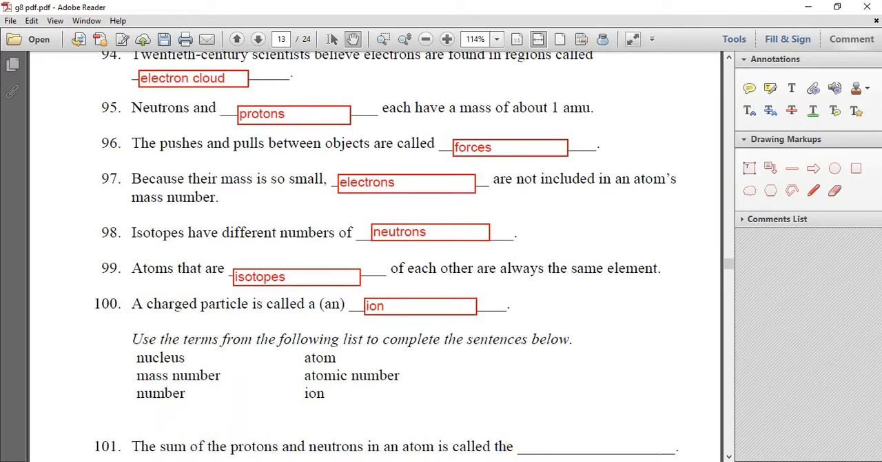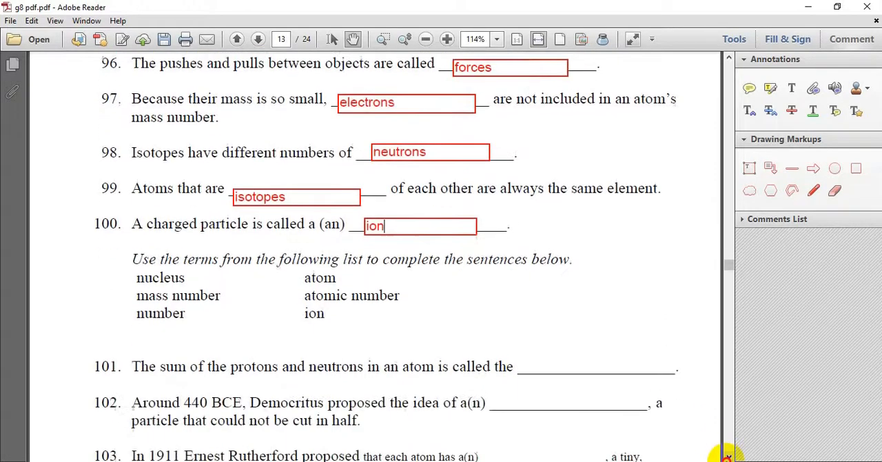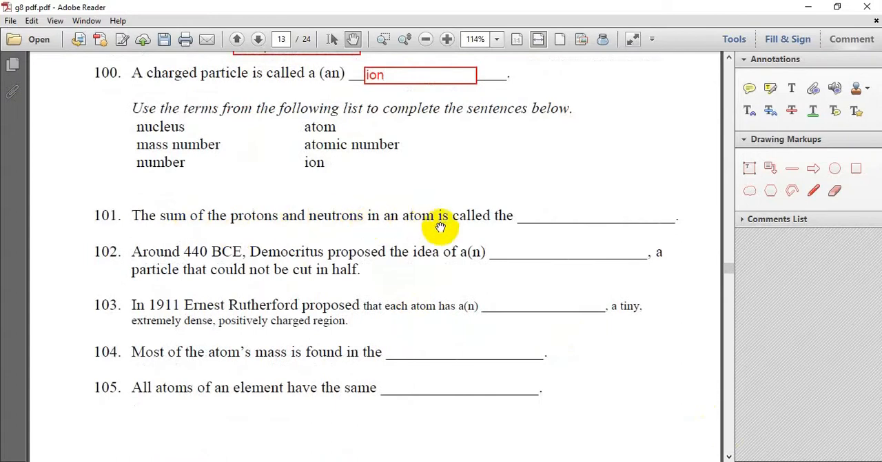Next question, 101. The sum of protons and neutrons in an atom, yes, we call the mass number. Question 102: around 440 BCE, Democritus proposed the idea of a particle that could not be cut in half. The first one who proposed the atom was Democritus, and he said atom means not dividable.